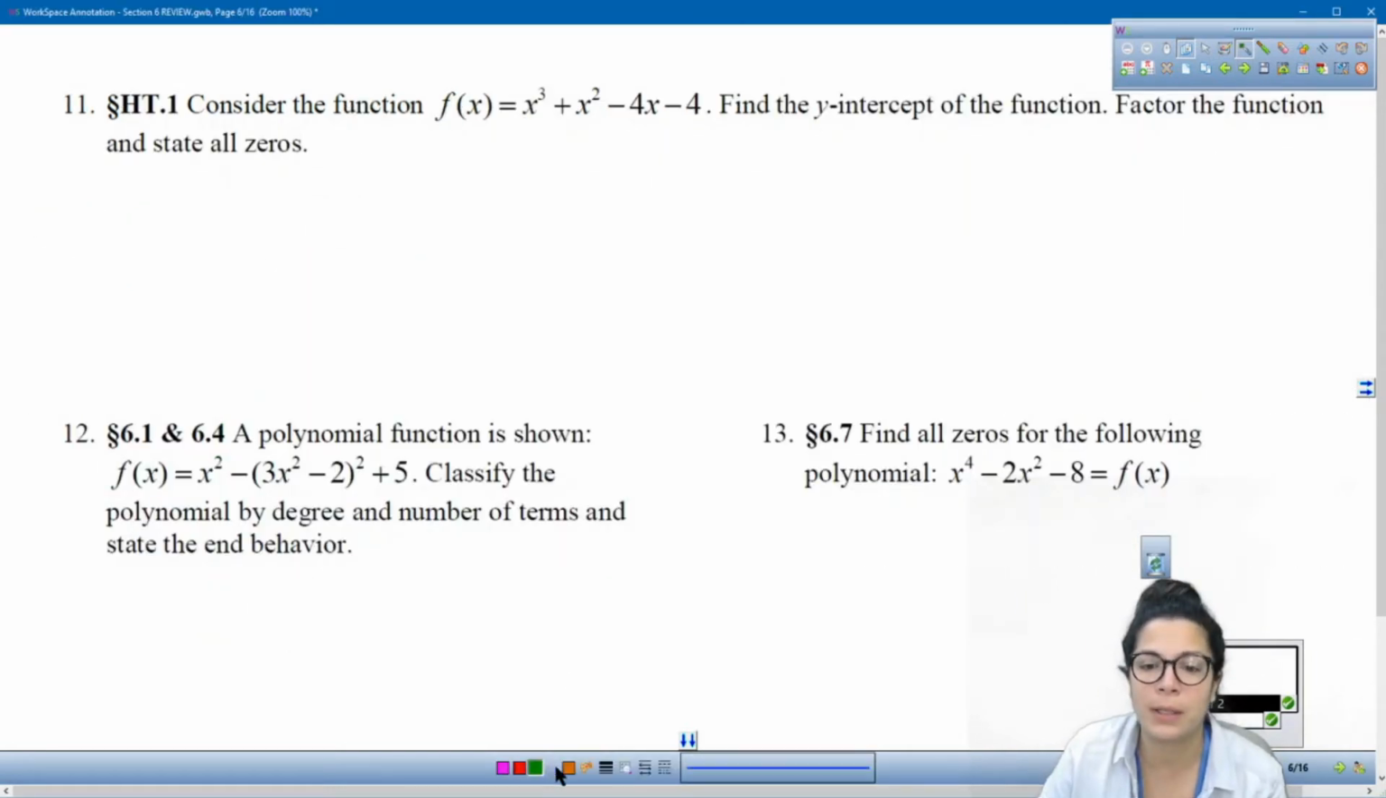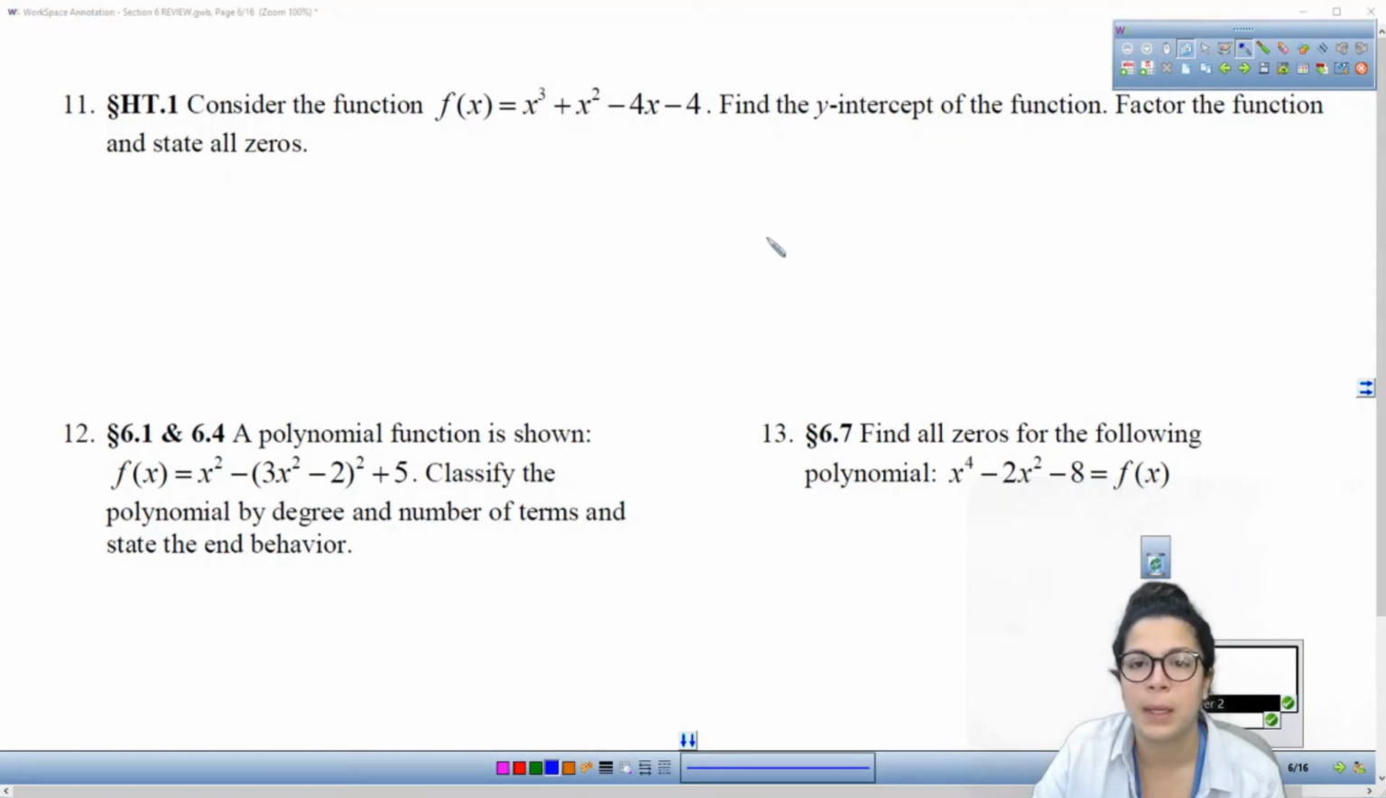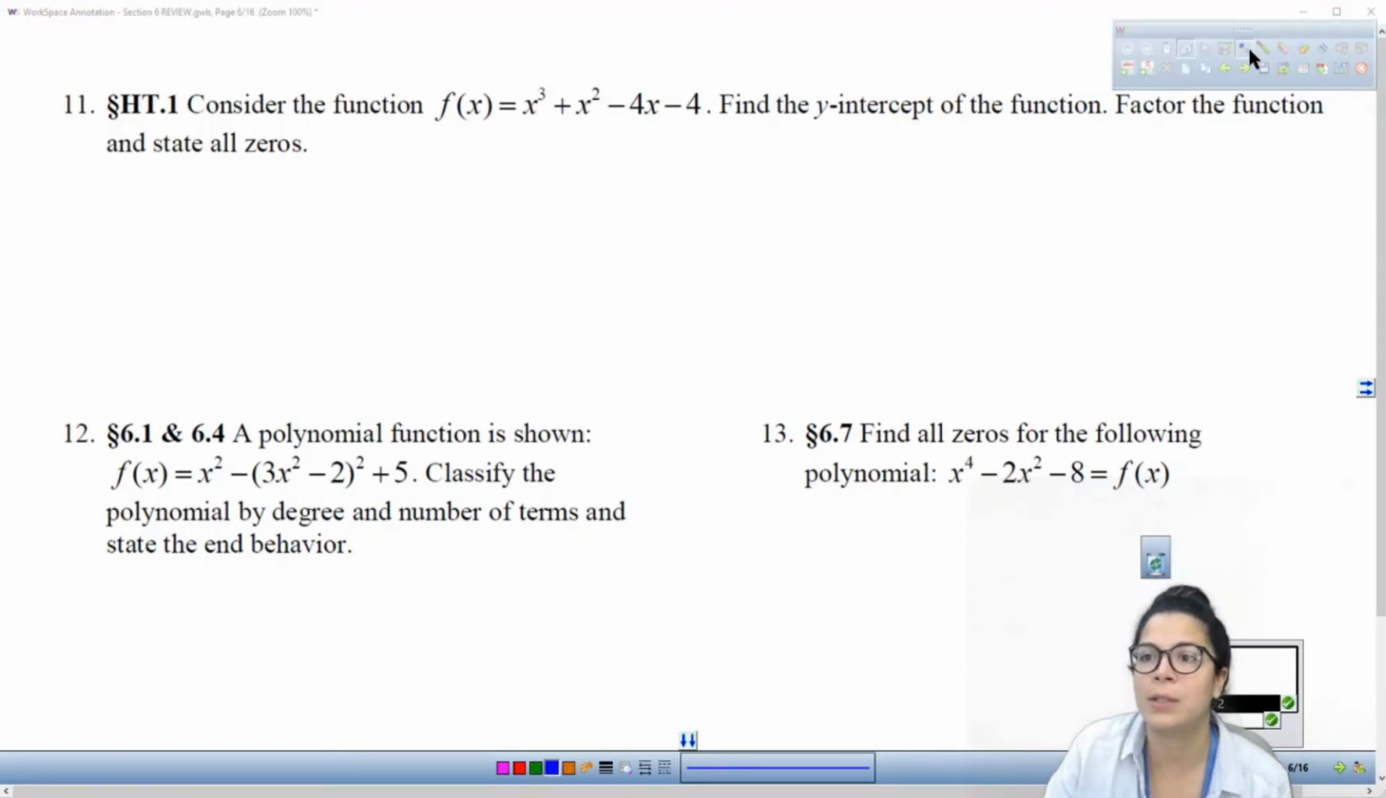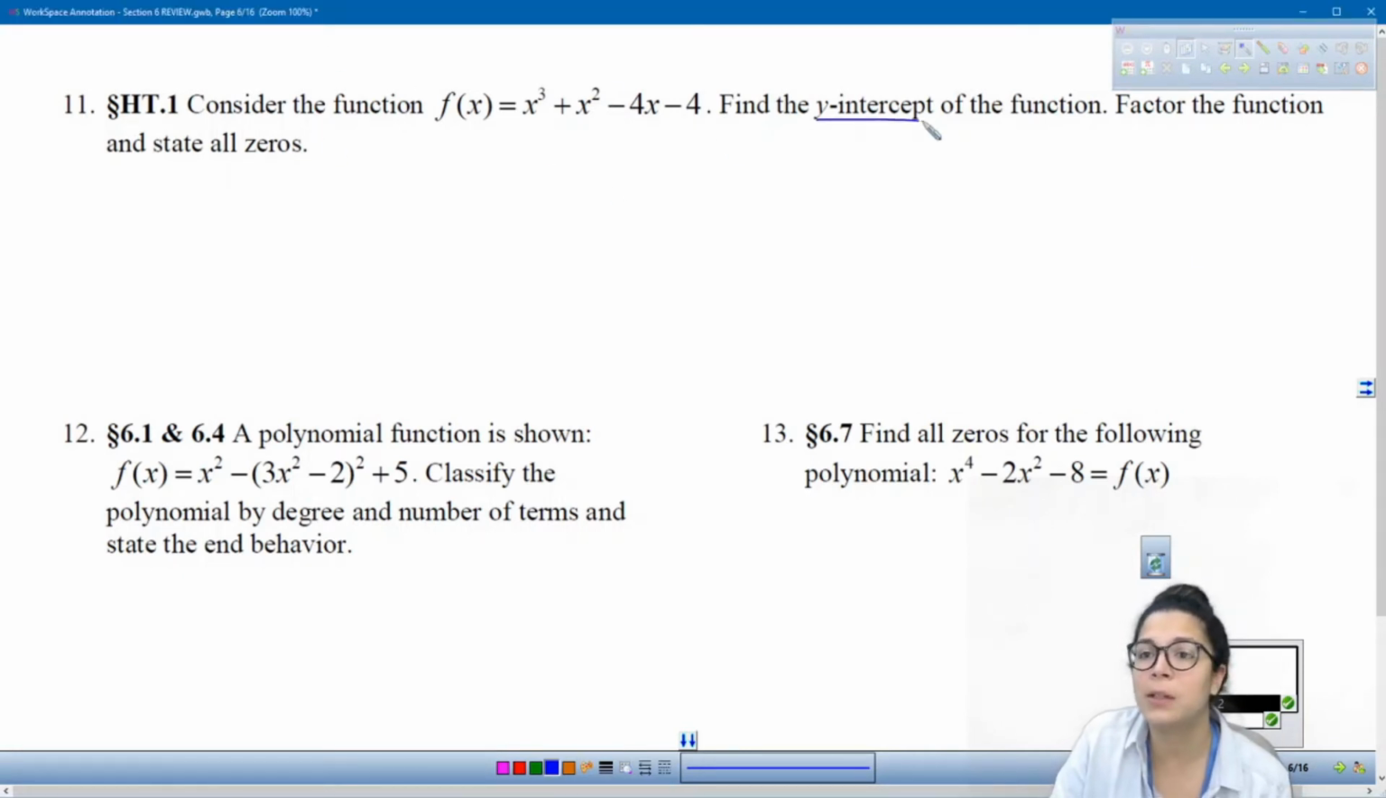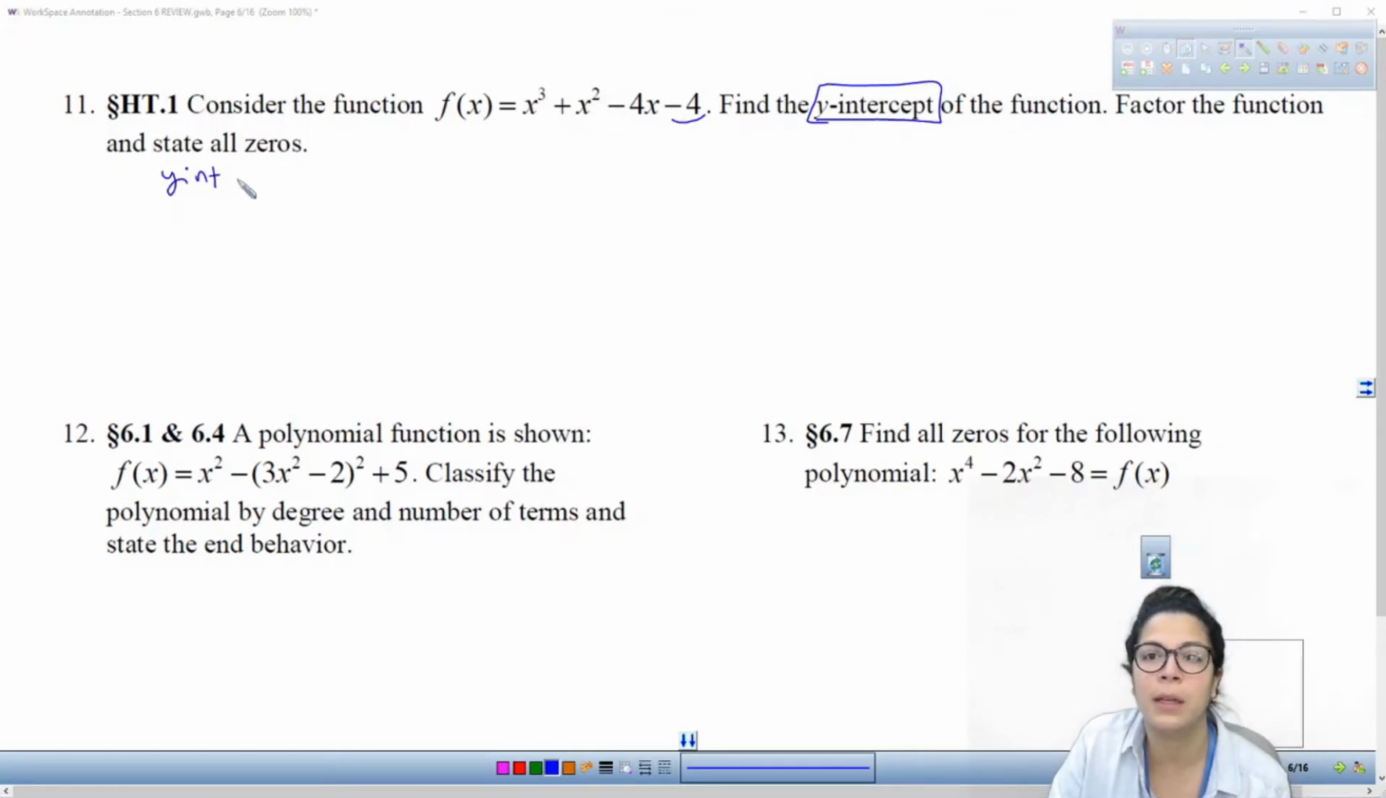All right, let's move on to number 11. On number 11, we need to consider the function f of x. What we need to do is find the y-intercept of the function, then factor the function and state all the zeros. Well, the y-intercept is easy. Remember, the y-intercept of any polynomial is just the constant term. So the y-intercept is just -4.